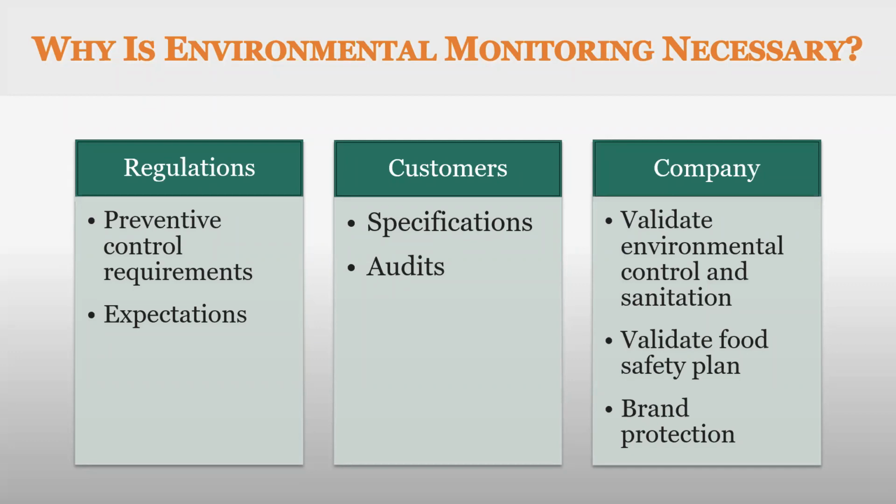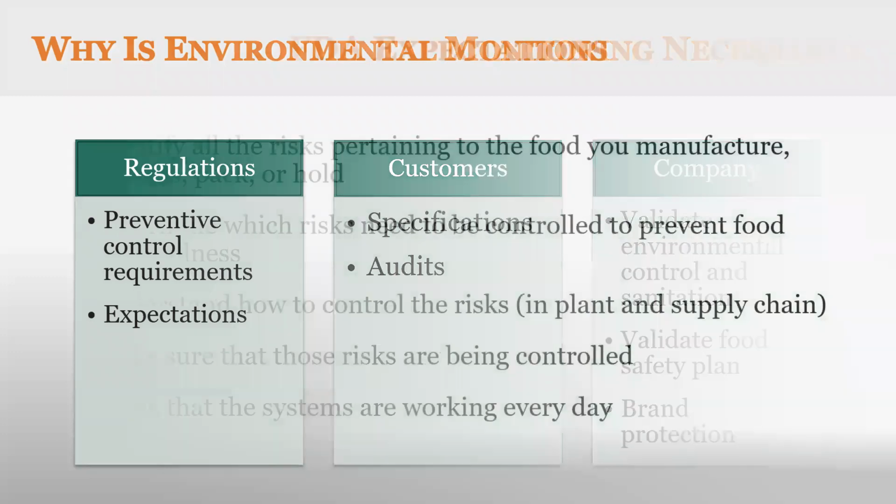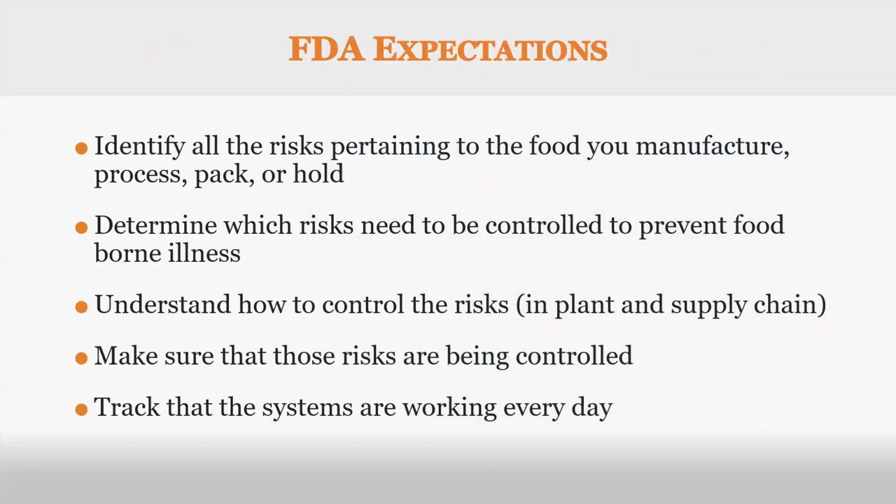Nowadays, bad news can reach millions of people in a few minutes. To produce wholesome foods that provide nutrition to people and do not cause illness is fundamentally important to a food company's business. Regulations and FDA expectations can help us to develop a proper EMP by serving as a framework of standards, including identifying the risk that is relevant to the food you manufacture, process, pack, or hold.